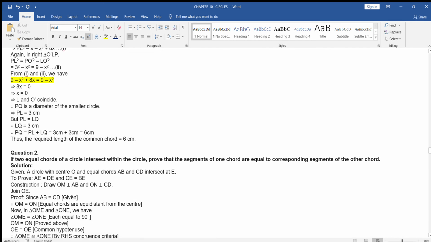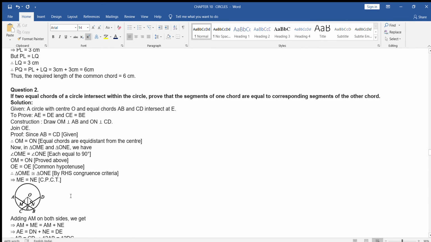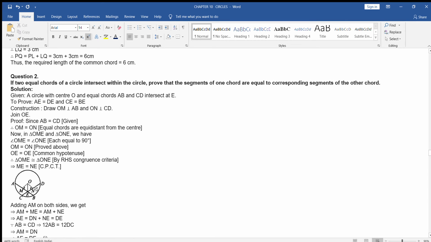Okay, similarly one more question, question number 2. If two equal chords of a circle intersect within the circle, we have to prove that the segments of one chord are equal to the corresponding segments of the other chord. We have discussed this in the example also, a little bit similar to it, but here we have to prove that the corresponding parts are equal.